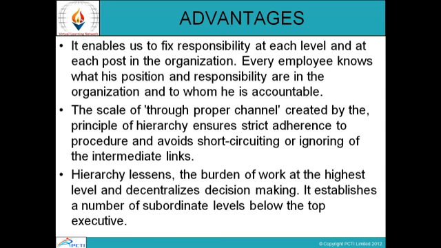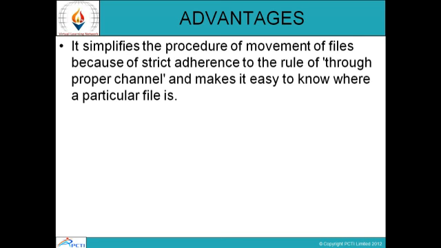So that is how hierarchy lessens the burden. Then, it simplifies the procedure of the movement of a file because of the strict adherence to the rule or the proper channel. That is what brings out the proper movement and proper working of the organization. It makes it easy to know where a particular file is. So it brings out the proper decentralization.